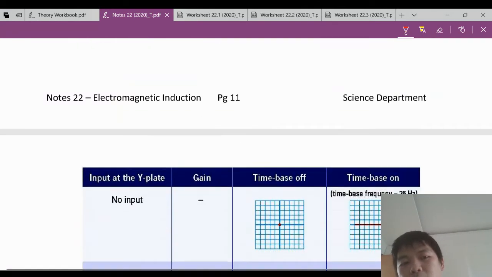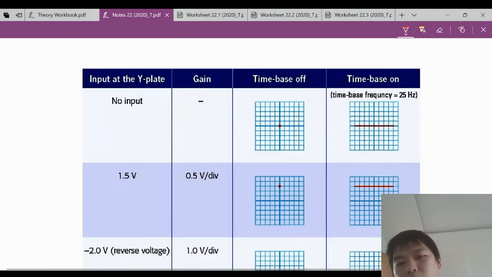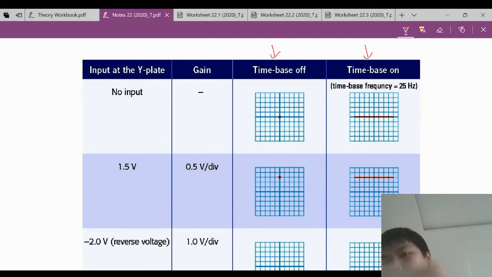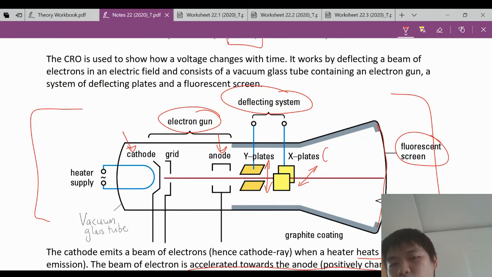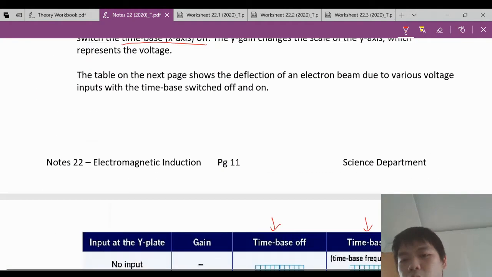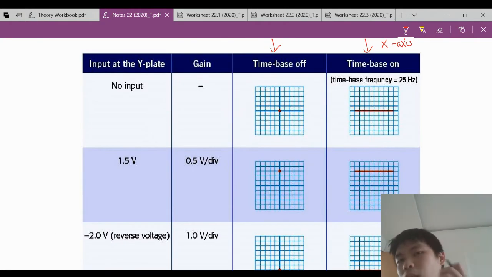The table below explains how this works. There are a few things here: time-base off and time-base on. When your time base is on, this is talking about the x-axis. Your x-axis is this plate here, so this is used for your time base. If your time base is on, your x-axis will play a part. If your time base is off, your x-axis will not play a part, and otherwise it's only the y-axis that is playing a part.